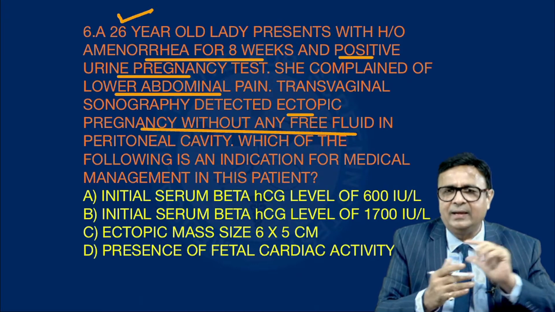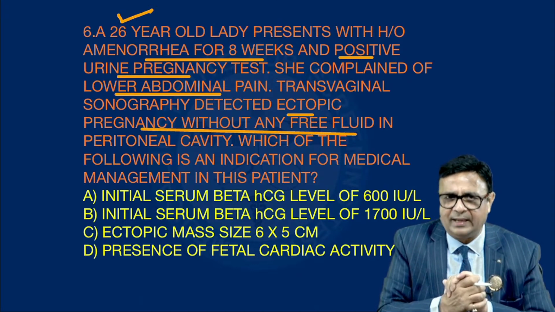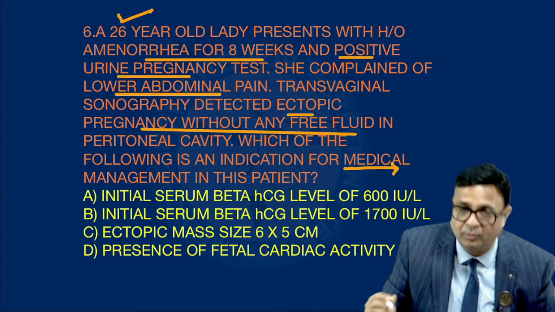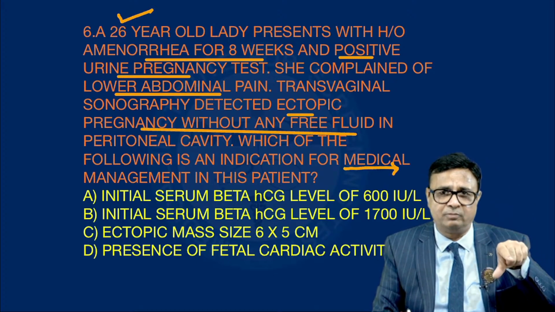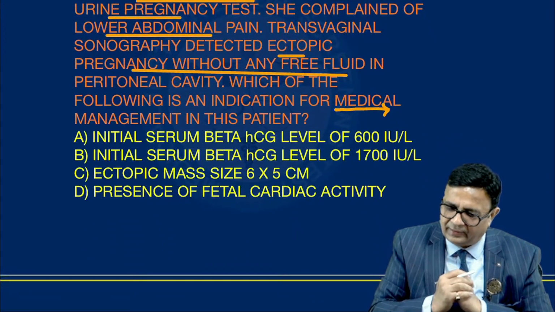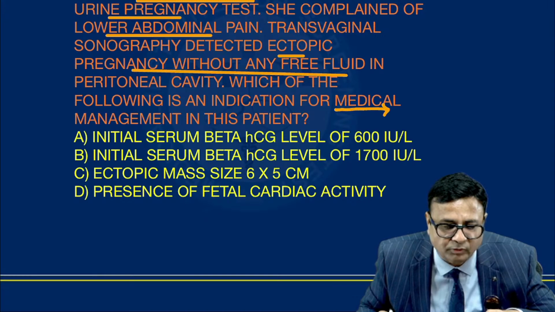Which of the following is an indication for medical management in this patient? So the examiner is clearly asking about the indication of medical management in this ectopic pregnancy. Option A: initial serum beta HCG level of 600. Let me see what you're saying.